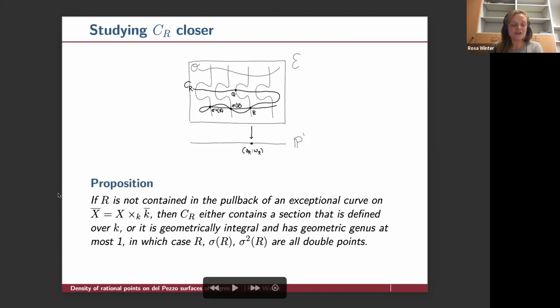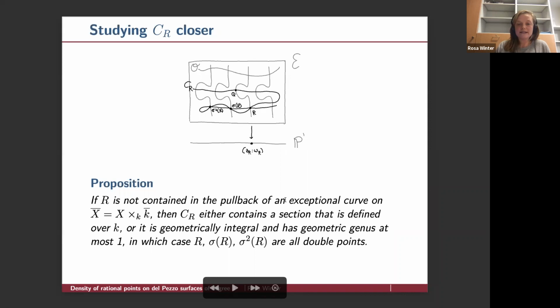Okay, an important proposition about these 3-sections is that if R is not contained in the pullback of an exceptional curve on the Del Pezzo surface, base changed to the algebraic closure, then this 3-section either contains a section that is defined over K, or it is geometrically integral and has geometric genus at most 1, in which case R, sigma R, and sigma squared R are all double points. That is actually the case I drew here. Okay, there's a lot in this proposition, but first let's look at the first part.